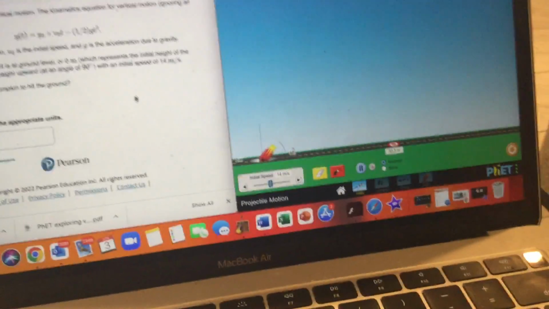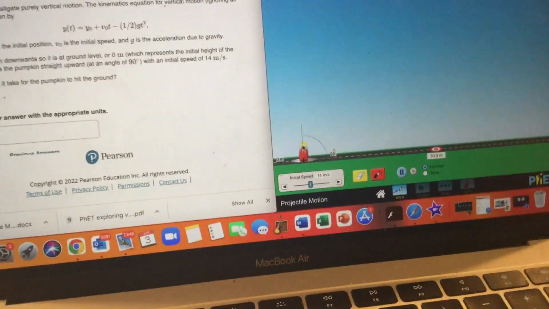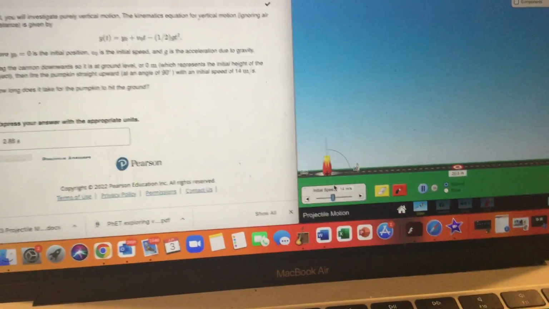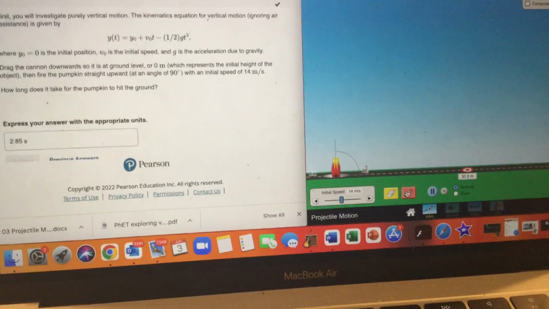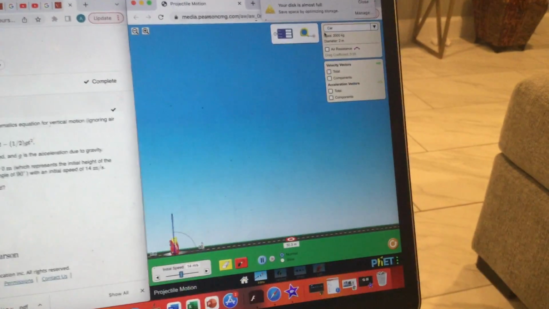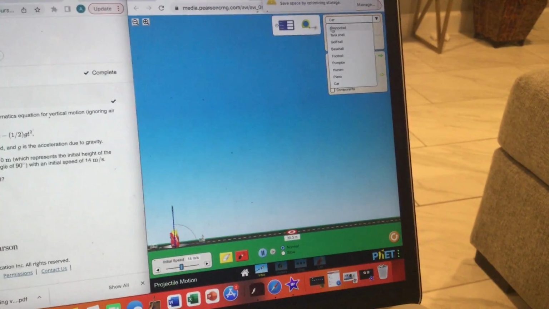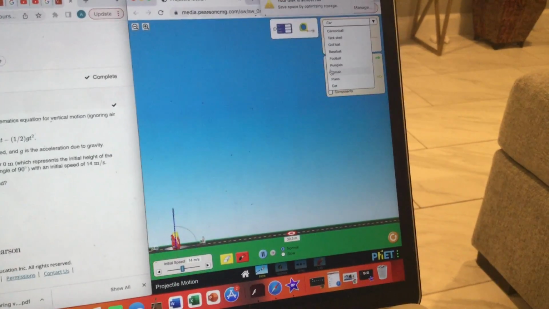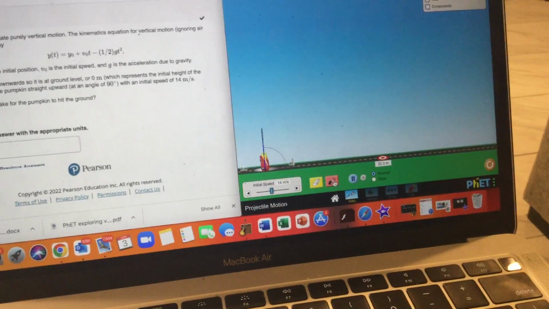Okay, so here is the simulation. We'll go to 90, 14 meters per second, launch it. Oh, hold on, it's on car instead of pumpkin. Let's launch it again. No difference.